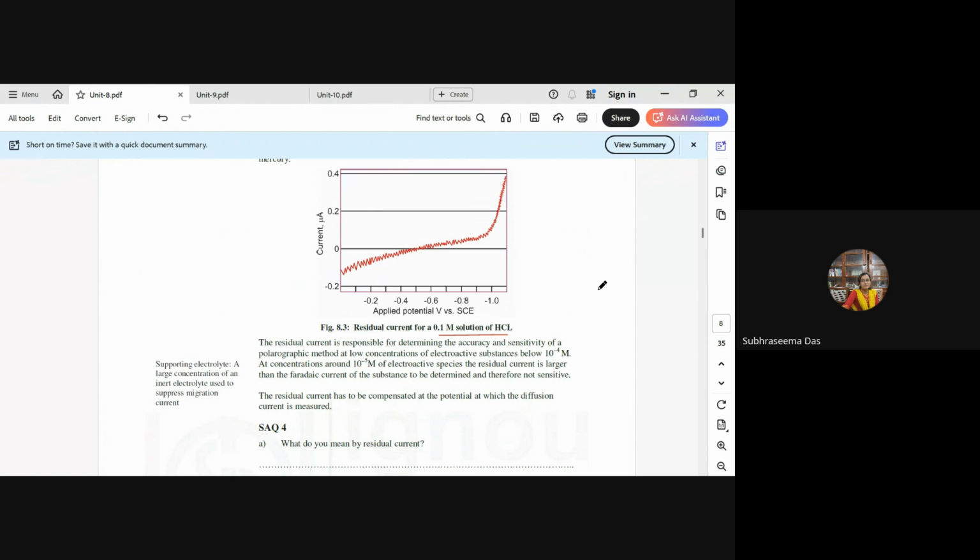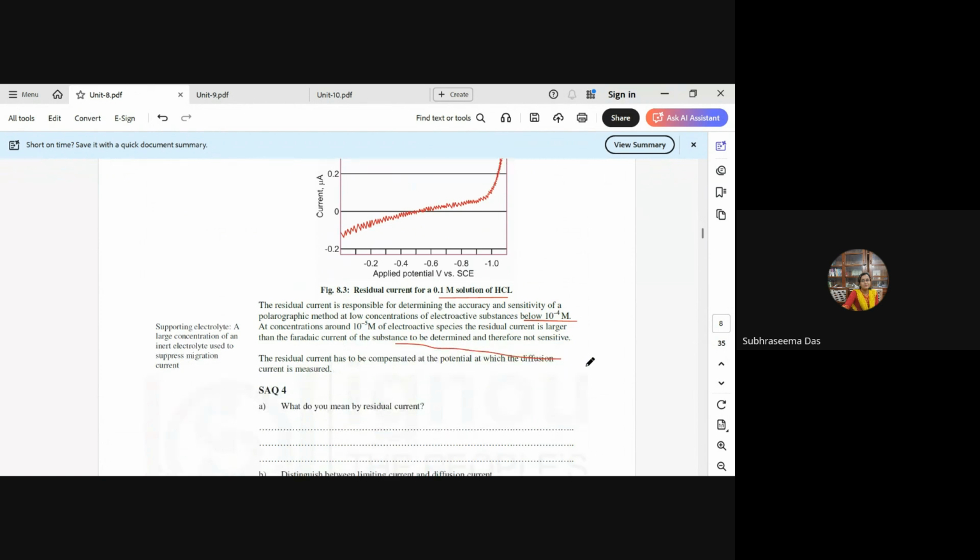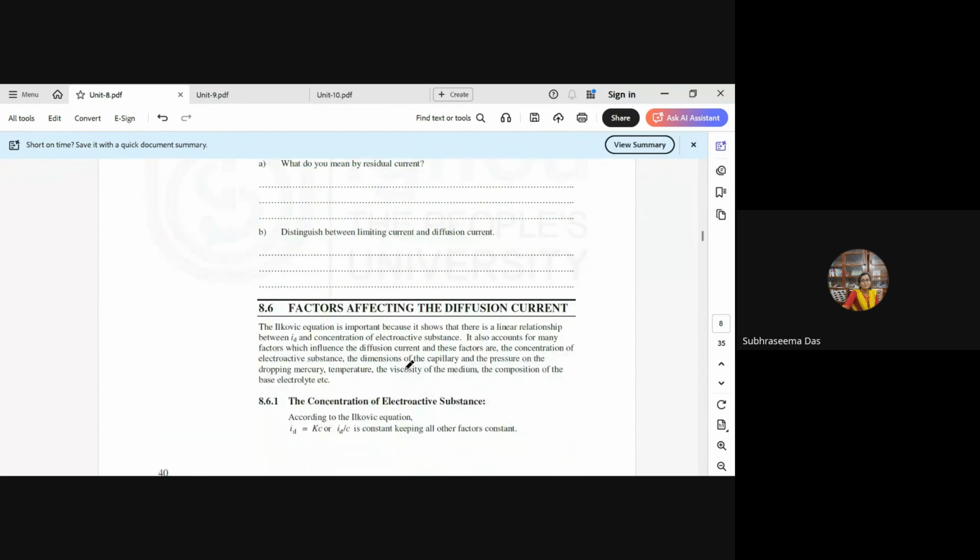This residual current is responsible for determining the accuracy and sensitivity of a method at low concentrations of electroactive species, below 10^-4 molar. At concentrations around 10^-5 molar of electroactive species, the residual current is larger than the Faradaic current of the substance to be determined, and therefore the method is not sensitive. So the residual current has to be compensated at the potential at which the diffusion current is measured.